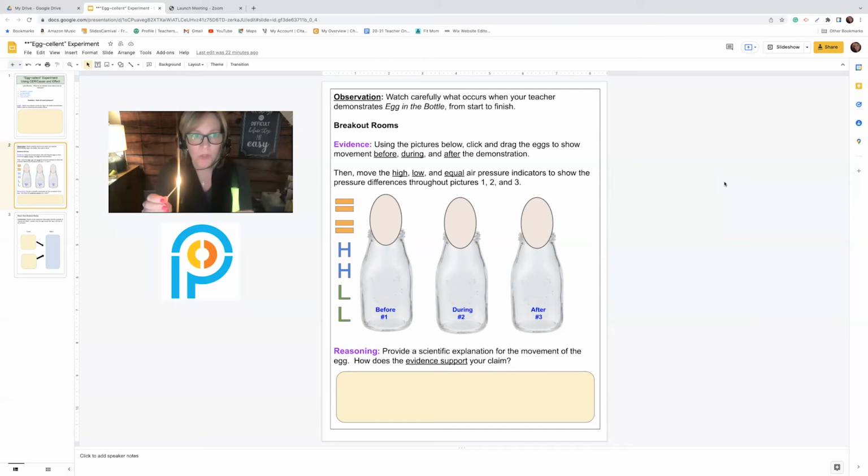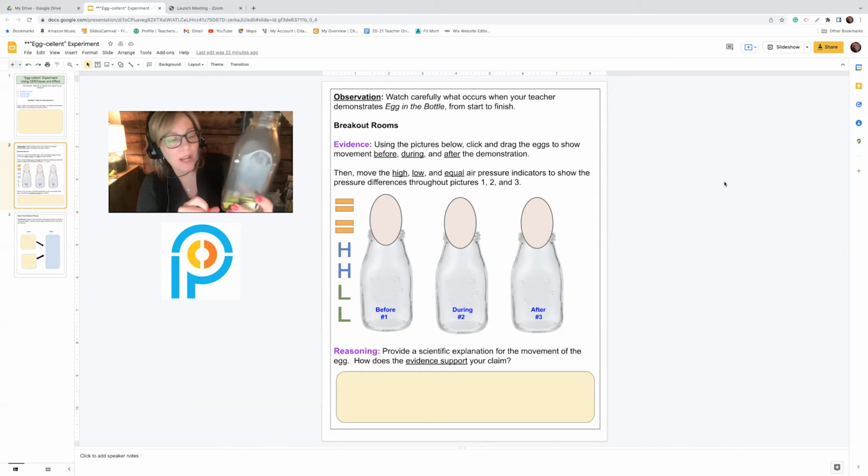Okay, so I'm going to try to do this so you are able to see this. So you're going to take this, it's on fire, doing a real good job. Put it in there. And woo! You can see that egg did a lot of wobbling. That would be some things that they could write down in their observation.